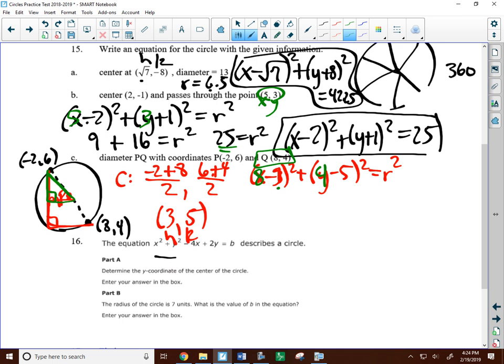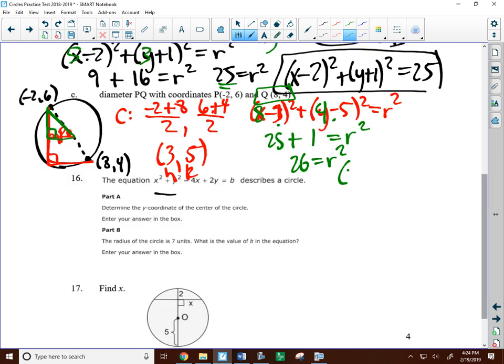8 minus 3 is 5, 5 squared is 25. 4 minus 5 is negative 1, negative 1 squared is 1. These are always positive too, never negative, because you're squaring them. So you get 26. I write my final equation: (x minus 3) squared plus (y minus 5) squared equals 26.